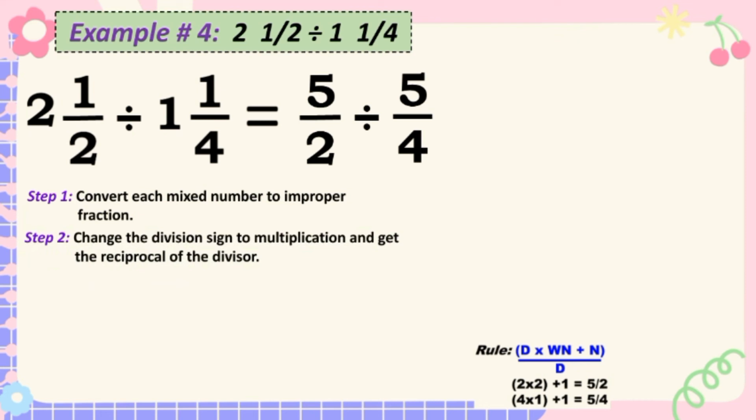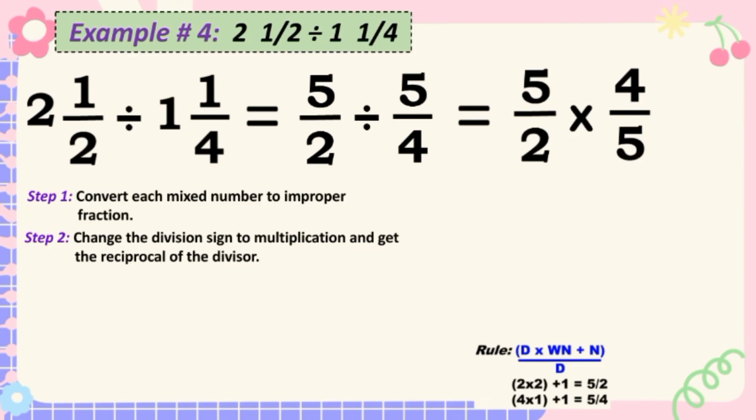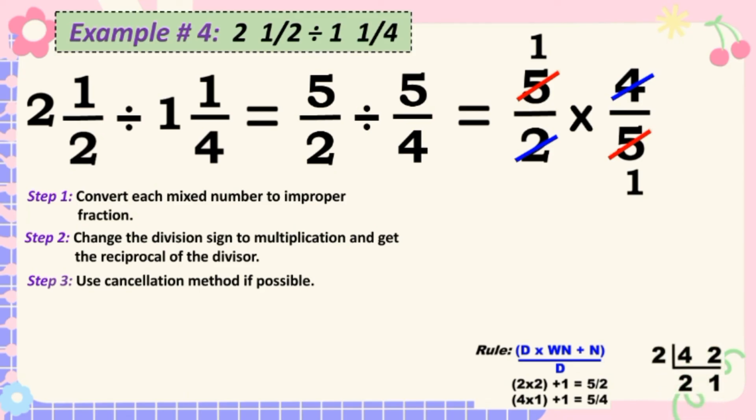Step 2. Change the division sign to multiplication and get the reciprocal of the divisor. Kopyahin lang natin ang 5/2, yung division or divide naging times. Yung 5/4, i-reciprocal natin or baliktarin natin, naging 4/5. Step 3. Use cancellation method if possible. So, mag-cross-check tayo. Ang 5 ay pwedeng i-cancel. So, gaya kanina, i-divide lang natin sa kanilang sarili, kaya magiging 1. Pwede rin ang 2 at 4. Using continuous division, ang kanilang GCF ay 2. 4 divided by 2 equals 2. And 2 divided by 2 equals 1.